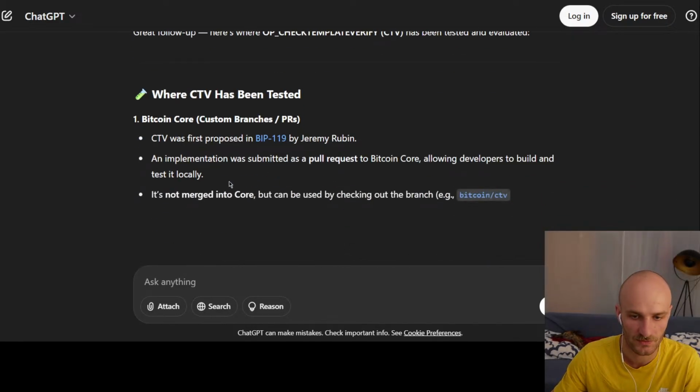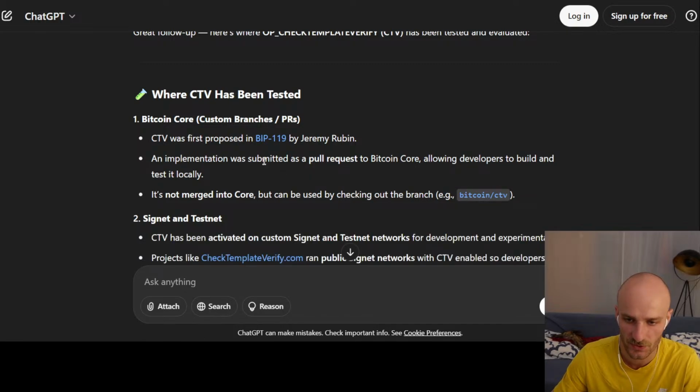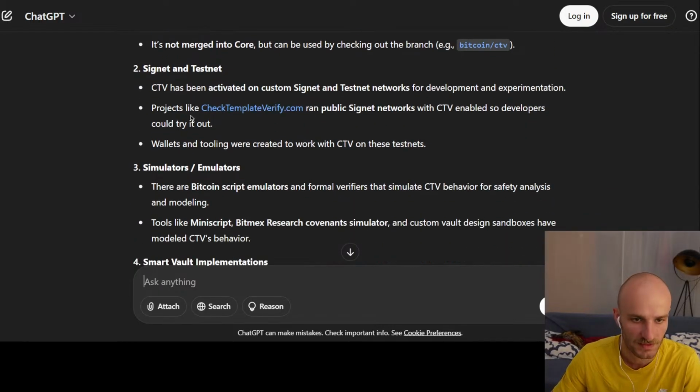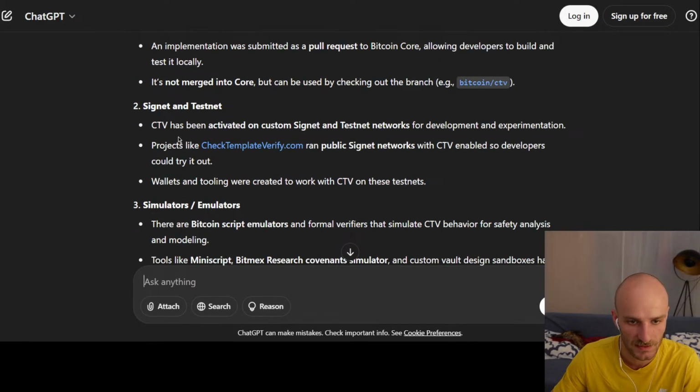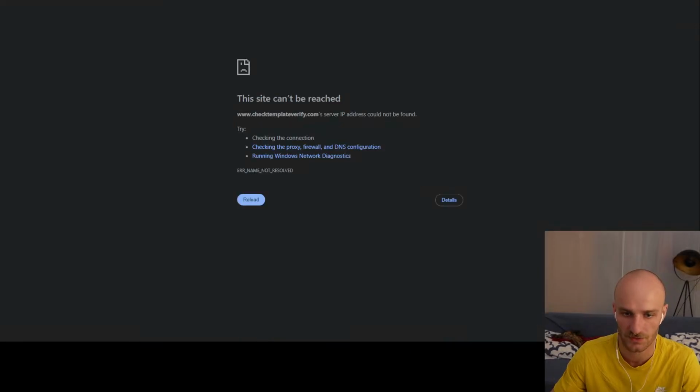Bitcoin Core custom branches. CTV was first proposed by Jeremy Rubin, blah blah blah, and implementation was submitted as a pull request to Bitcoin Core. It's not merged into Core. Signet and Testnet. CTV has been activated on custom Signet and Testnet networks. Projects like checkandplayverify.com run public Signet networks with CTV enabled, so developers could try it out.